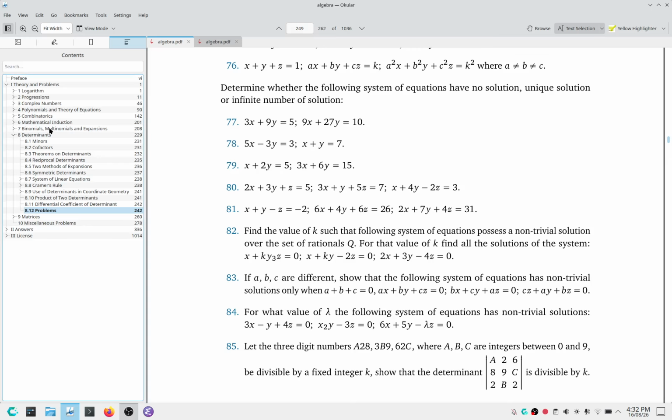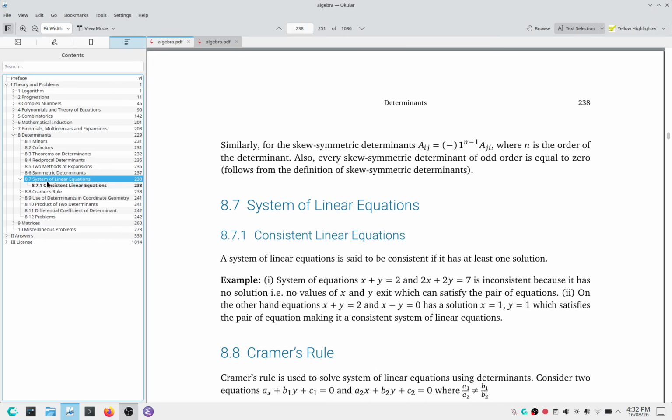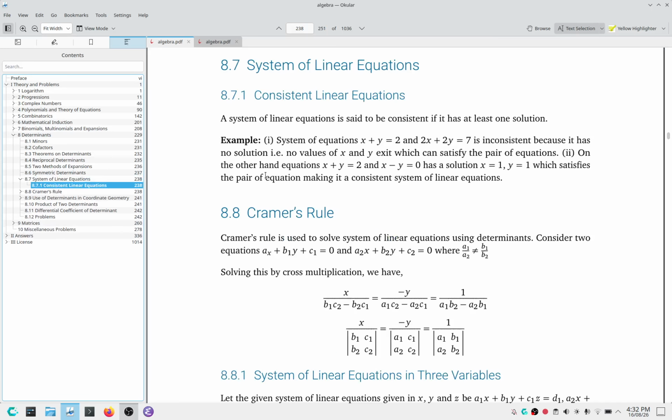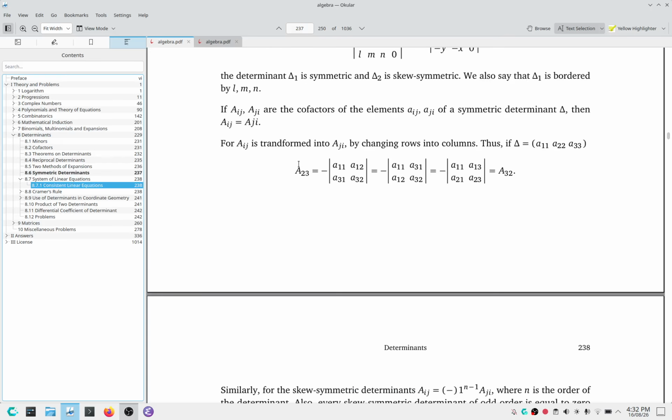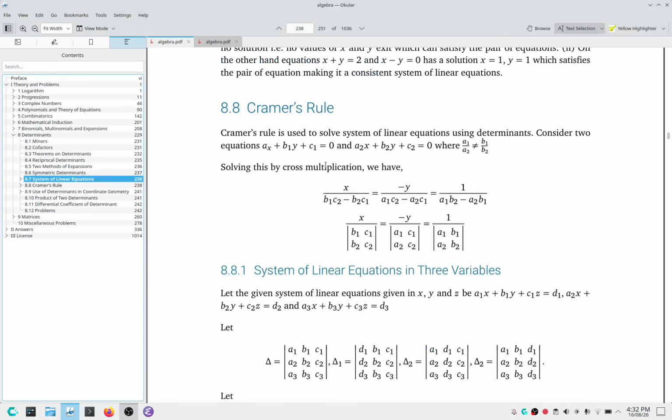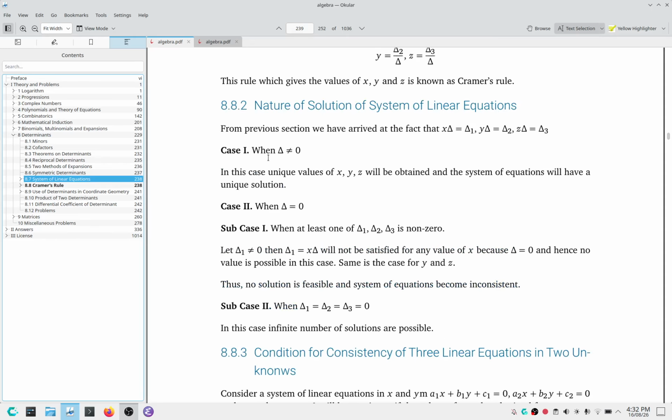Now, if you don't remember all that, what you should do is come and look at this. Where did that go? I missed it. System of linear equations, Table 2. Yeah, so this section you should refer to. So when delta is 0 and delta 1 is not equal to 0, the system of equations becomes inconsistent. Delta 1, delta 2, delta 3, any of them is non-zero, the system becomes inconsistent because delta 1 upon delta will become infinity.